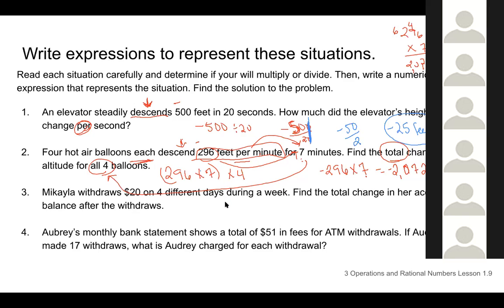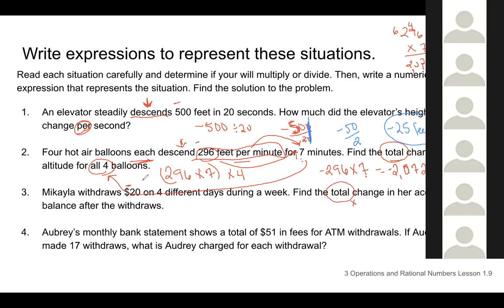All right, let's try this third one. It says Michaela withdraws $20 on 4 different days during the week. Find the total change in her account balance after the withdrawals. This would be multiplication. Good, it's gonna be multiplication. And she's withdrawing, so we know that it's negative. Right? Yeah. And it's total, so that's how we know we're doing multiplication.